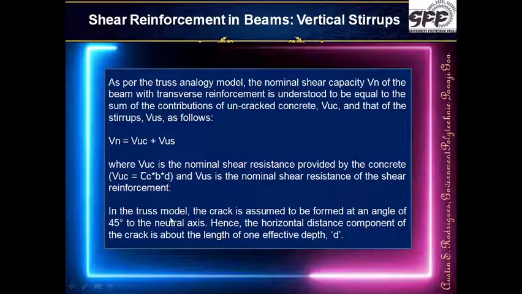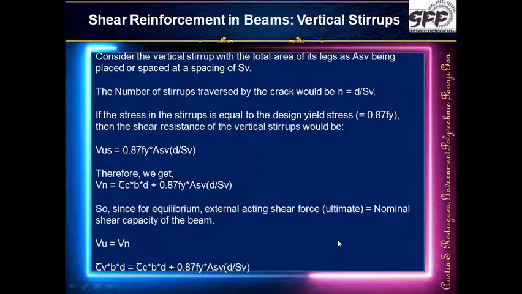Now in the truss model, the crack is assumed to be formed at an angle of 45 degrees to the neutral axis. Hence, the horizontal distance of the component of the crack is about the length of one effective depth d. This we have already discussed earlier based on the sketch.